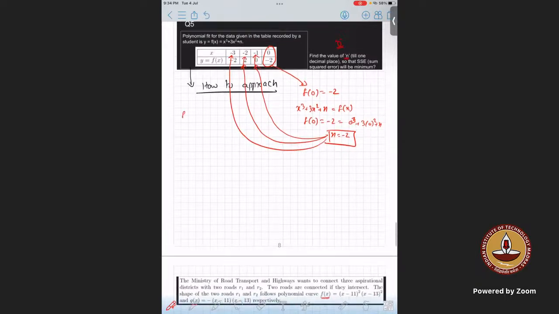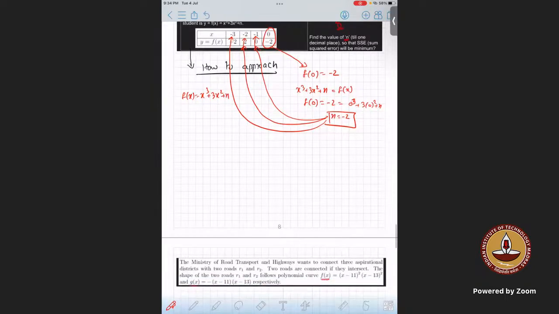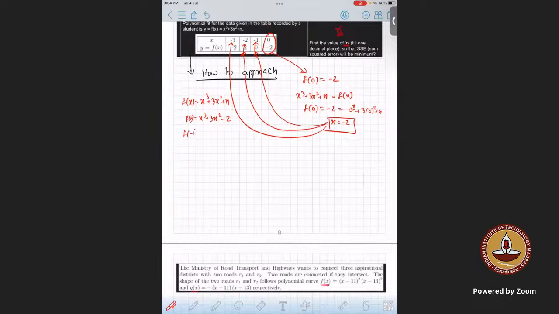What is f of x now? F of x equals x cube plus 3x square plus n, which equals x cube plus 3x square minus 2. Now substitute f of minus 1, which equals minus 1 whole cube plus 3 into minus 1 whole square minus 2. Minus 1 plus 3 minus 2 equals 0. Hello guys, are you getting the point?